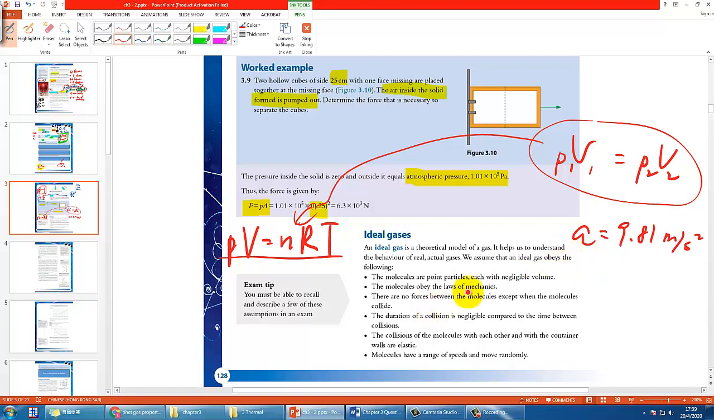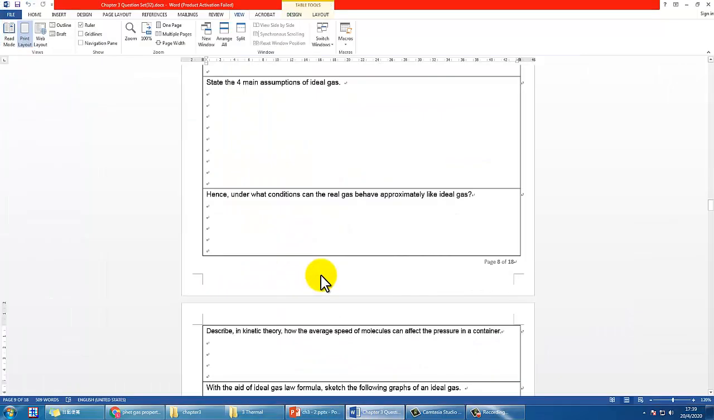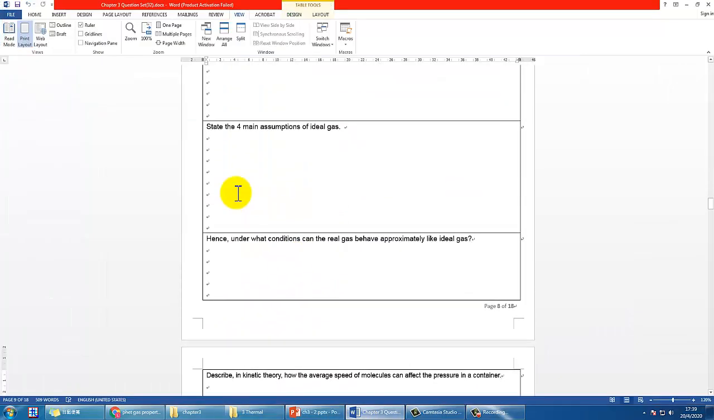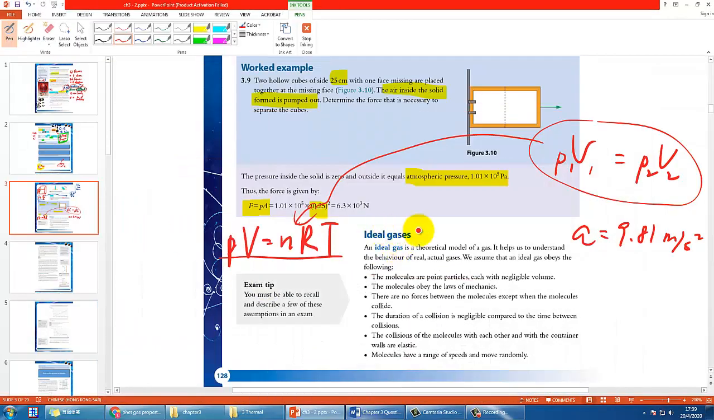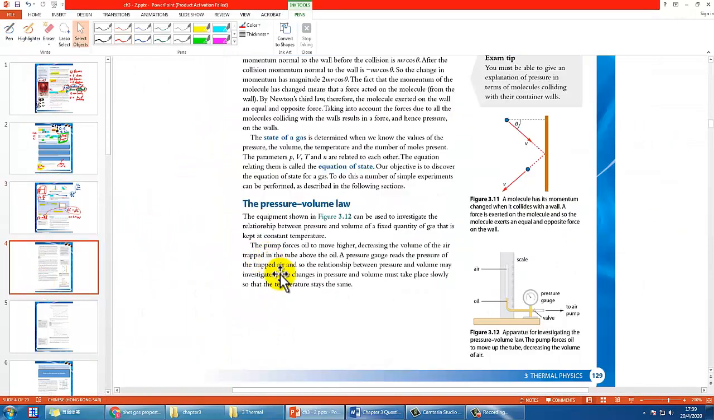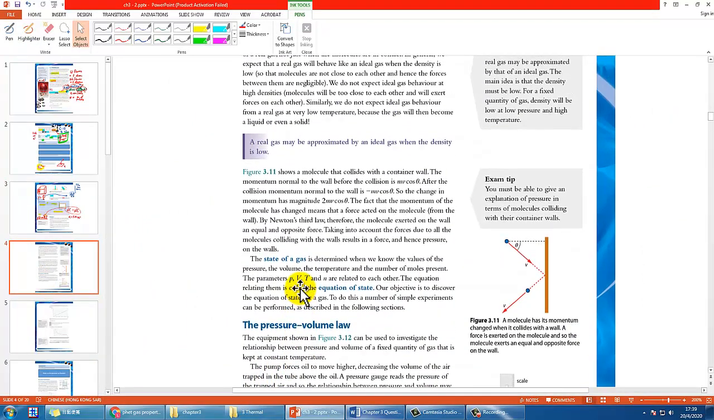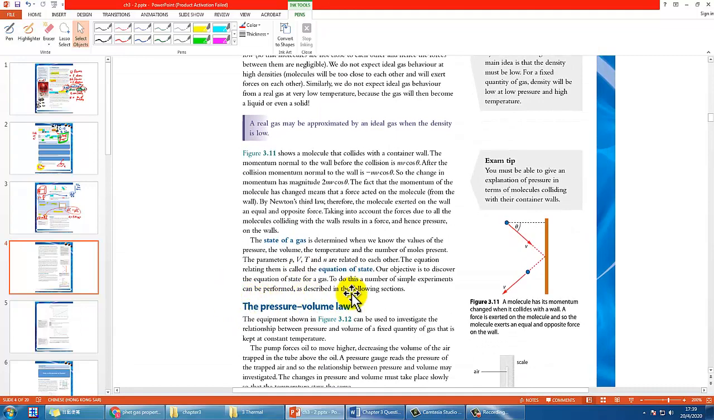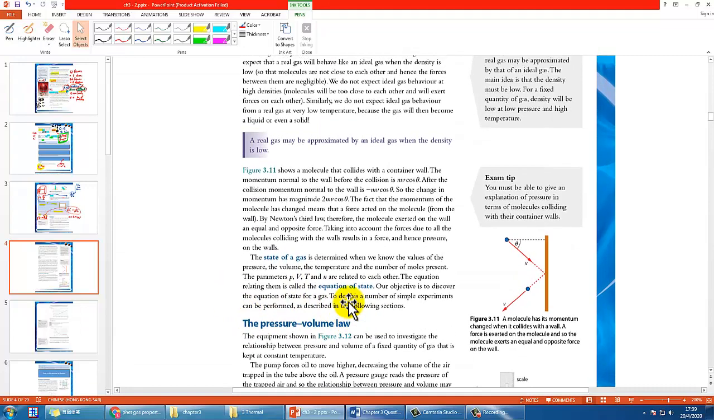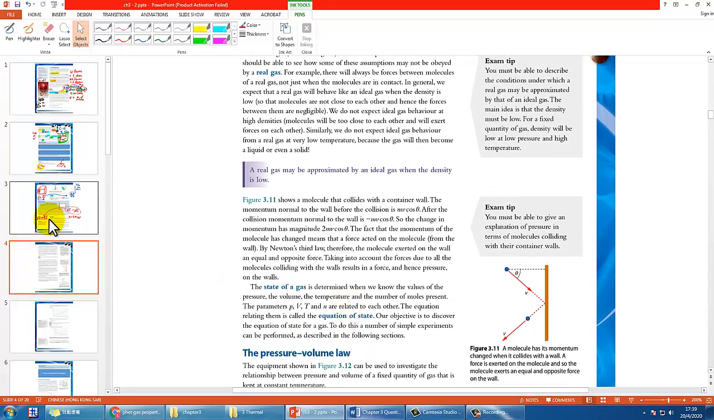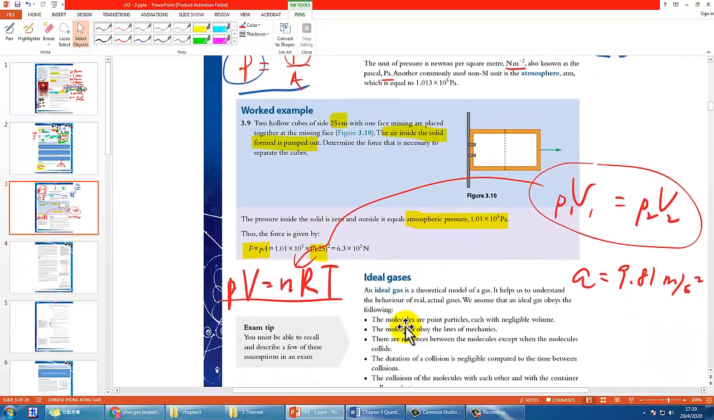Okay, so I want you to read the textbook right now, and I hope you can answer this question and this question in your question set. You should start reading from this point up until the next half page, before the pressure volume law here. So you may want to pause the video and try to answer the questions right now.